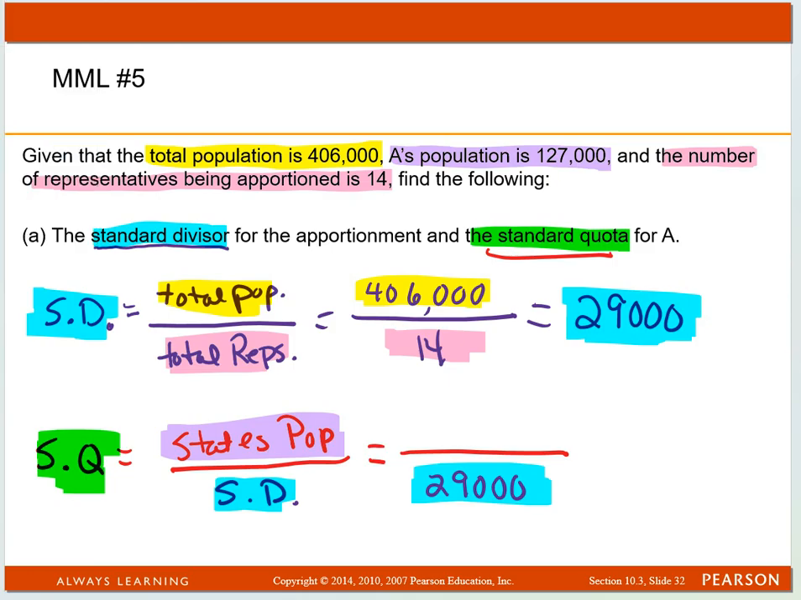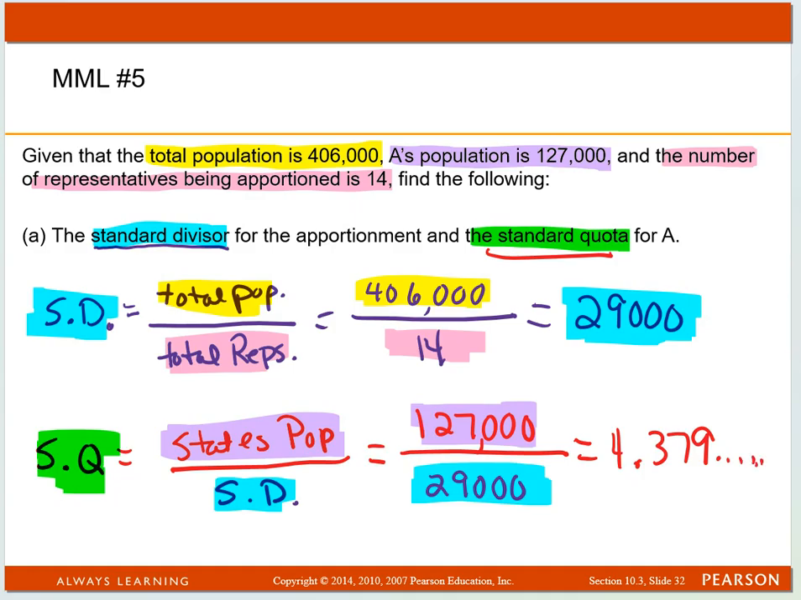And the state's population is 127,000. Whoops, one too many zeros there. There we go. 127. No, that was right. I'm sorry. 127,000. Put the comma in there. There we go. Okay, so when I divide these two numbers, I get 4.379, and so on.